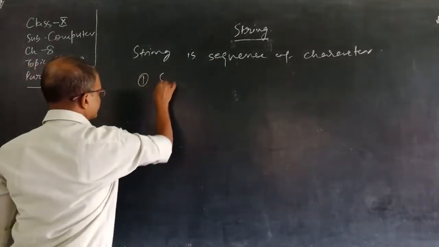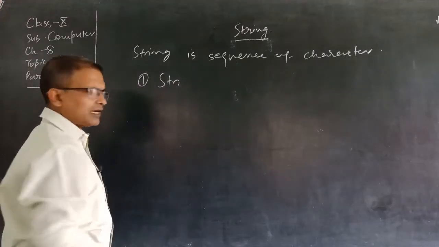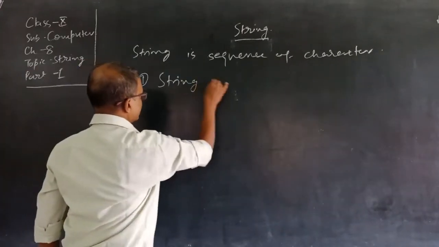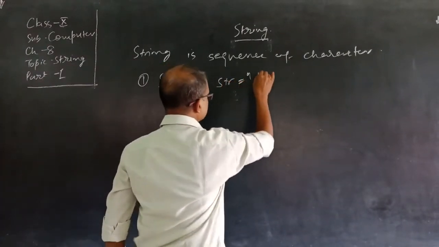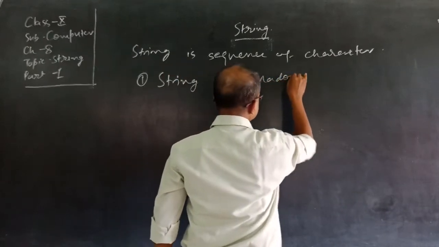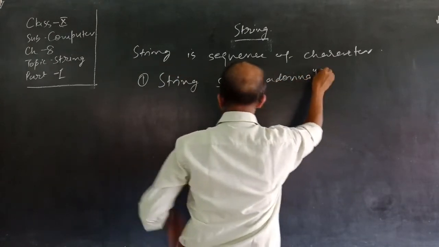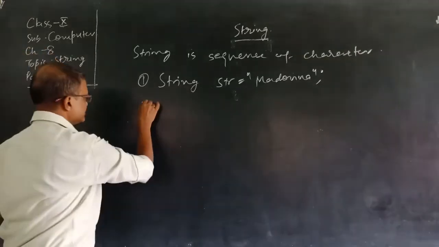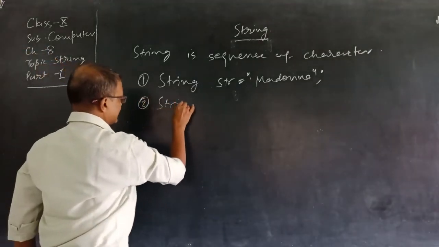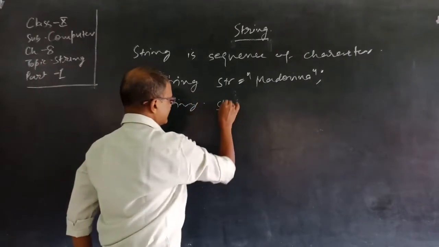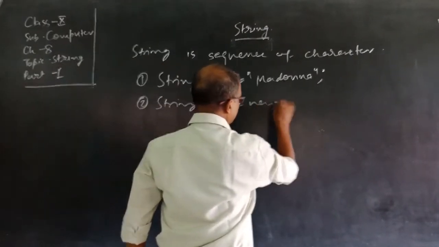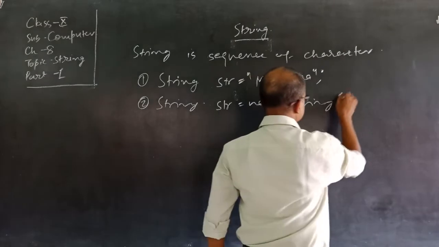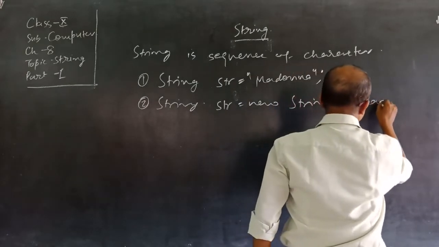The first way to use a string is as a composite data type, which means you can write it like this: String str equal to, suppose, Madonna. Here string is used as a data type, and the second is, string can be used as an object: String str equal to new String Madonna.